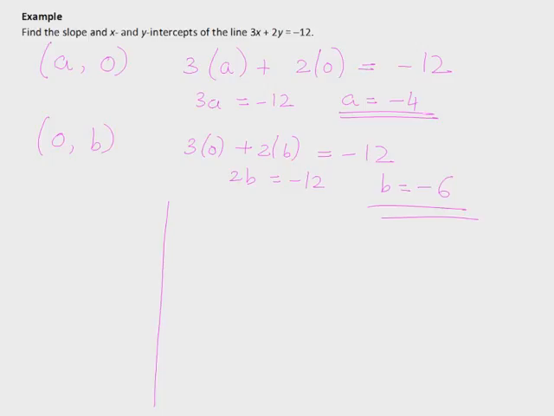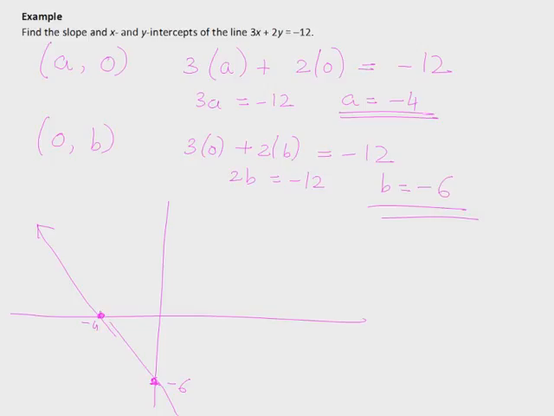Let's see what the line looks like. It has an x-intercept of minus 4 and a y-intercept of minus 6. So it's this line. This is the line. What's the last thing they want? Rather the first thing, find the slope. Well, now that I have these 2 points, it's trivial to find the slope. I use the 2 points to find the slope.